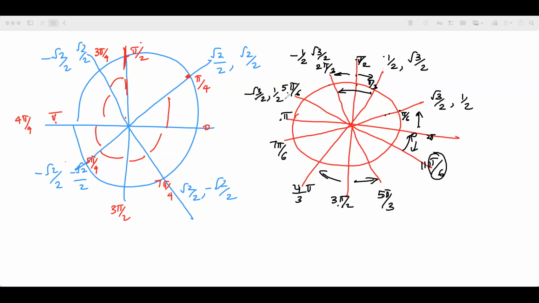But the problem is now you'll have to remember cos 5 pi by 6 is minus root 3 by 2. Sin 5 pi by 6 is 1 by 2. The unit circle should be in your brain.